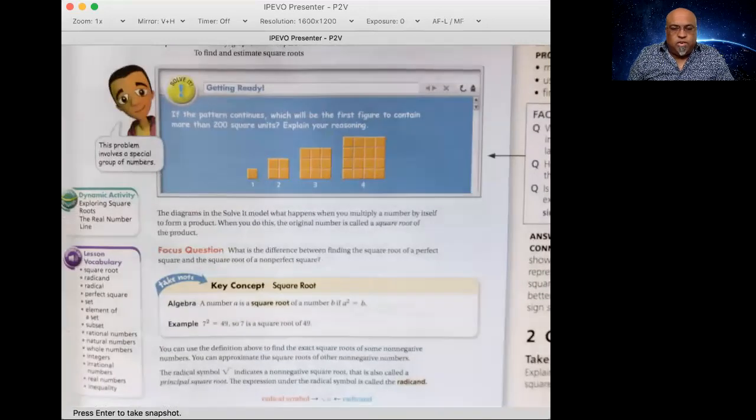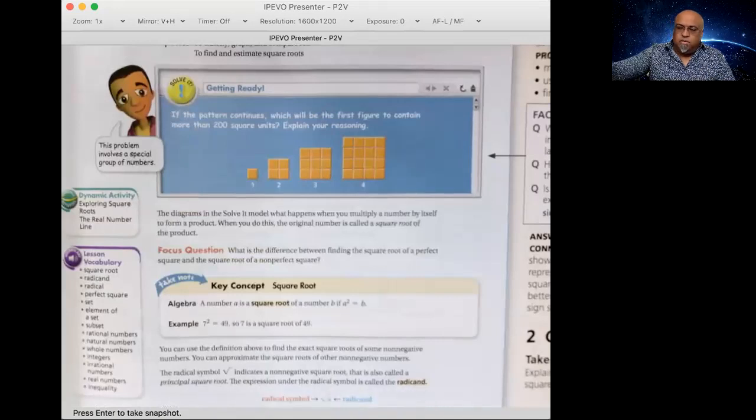But you can use the definition above to find the exact square roots of some non-negative numbers, and you can approximate the square roots of other non-negative numbers. The radical symbol, which looks something like this, indicates a non-negative square root that is also called a principal square root. The expression under the radical symbol is called the radicand.